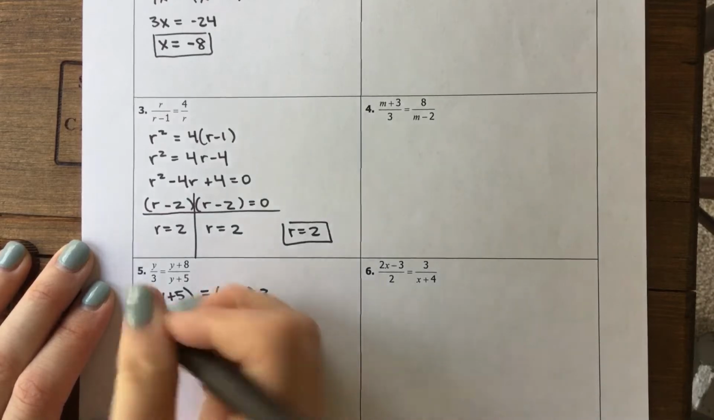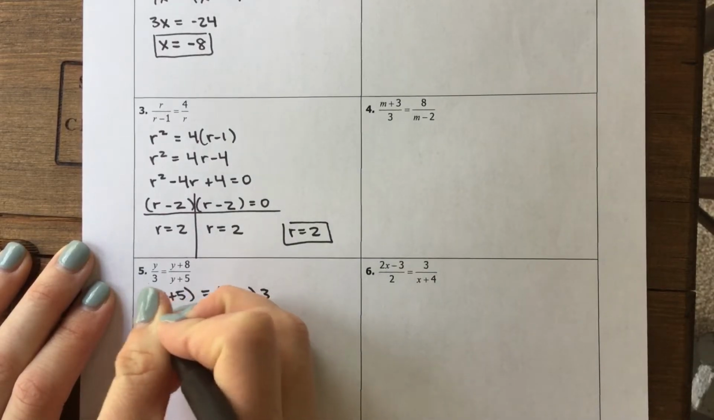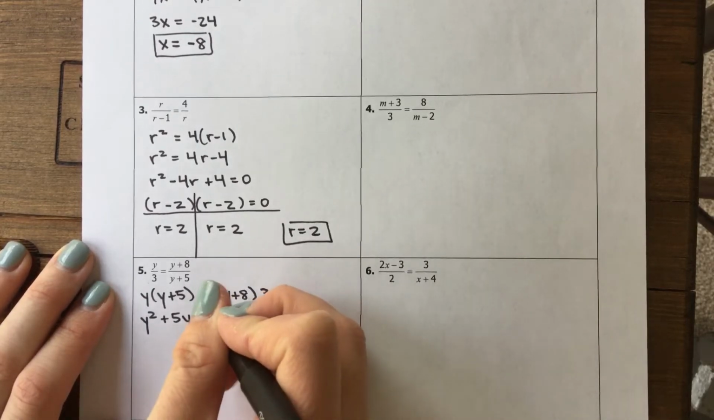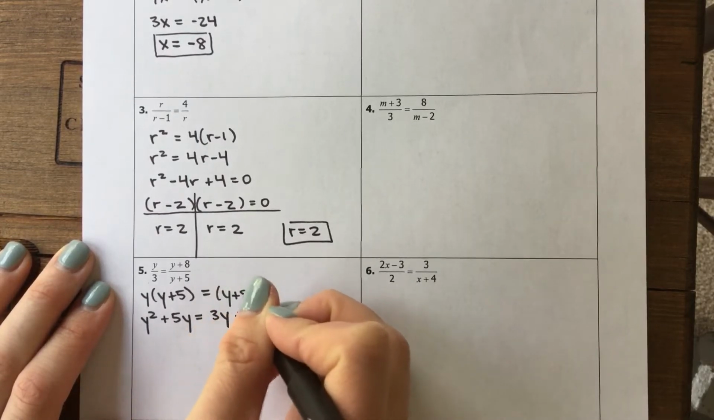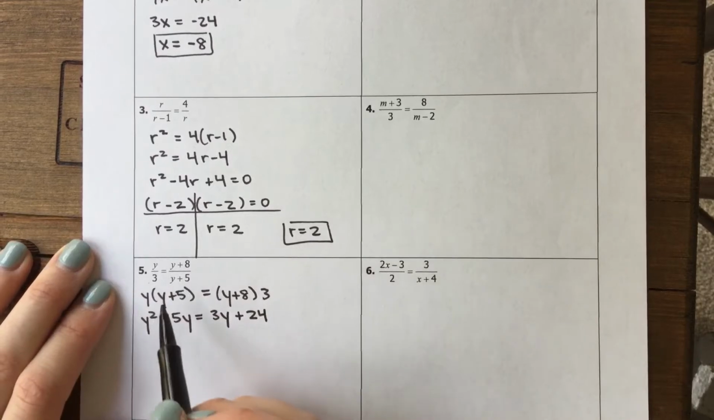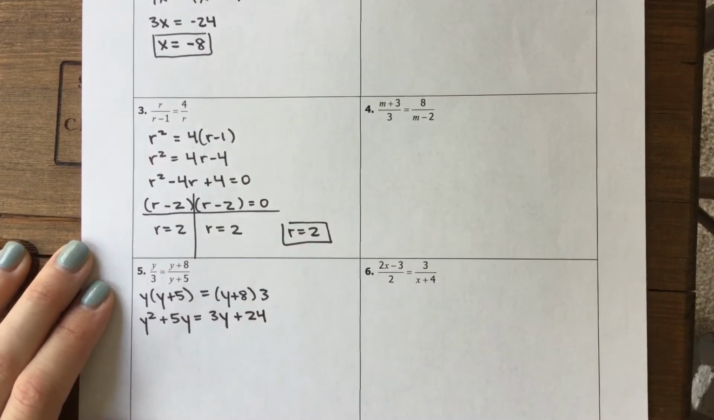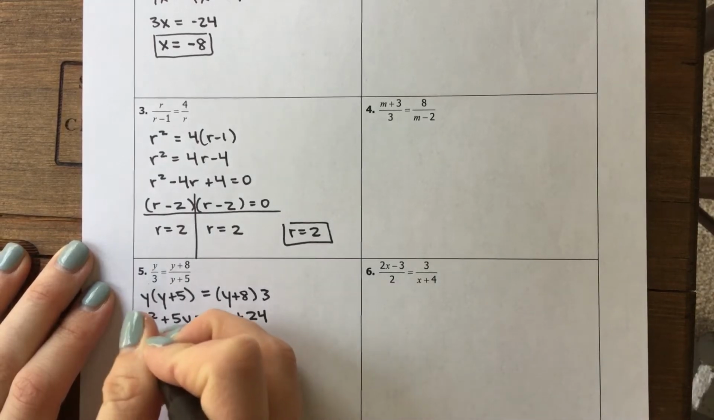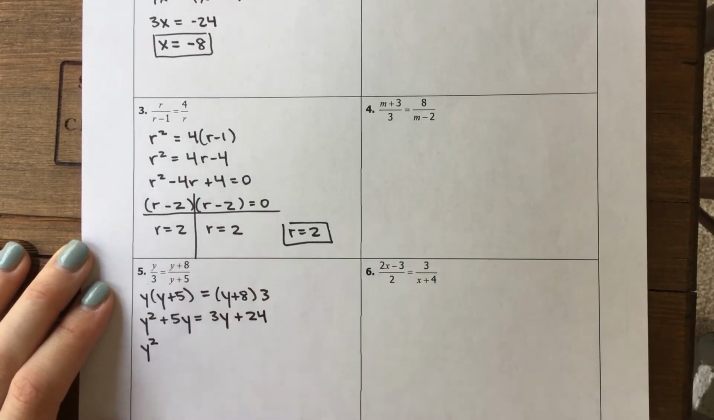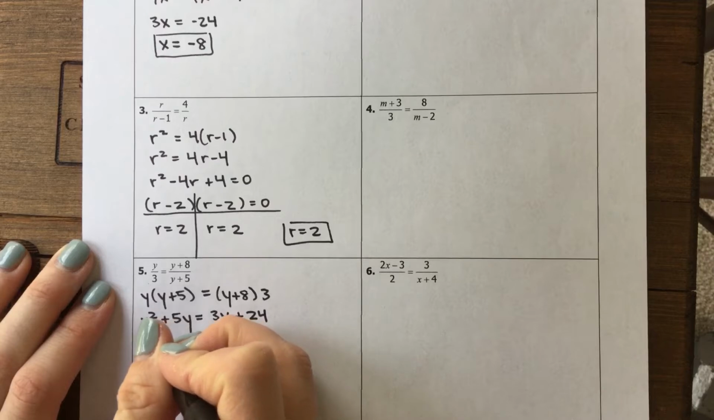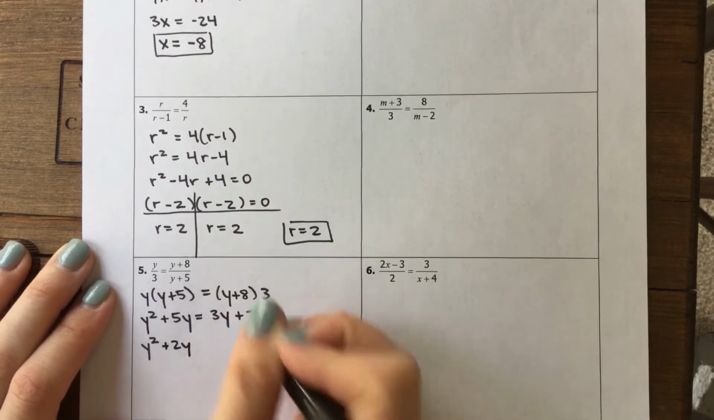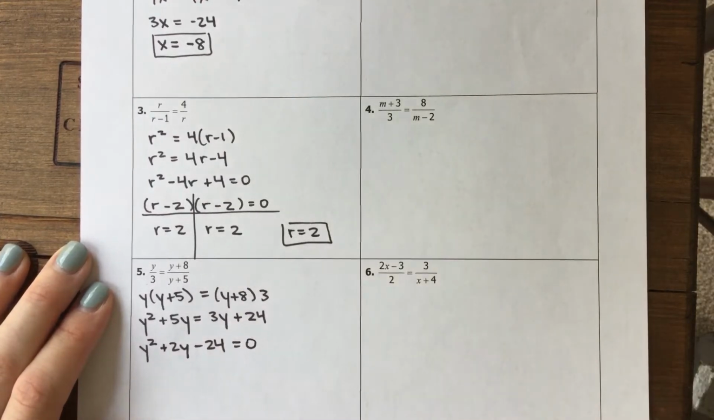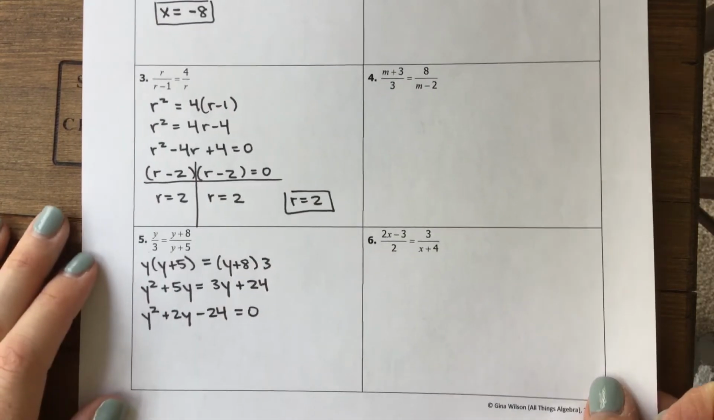So distribute this y to the parentheses. You will get y squared plus 5y equals, and then distribute this 3 to the parentheses. So 3y plus 24. Now, just like number 3, you see a quadratic here, which means you're going to factor, which means I need to move everything over to one side of the equation. So keep the y squared here. Subtract the 3y from both sides, so 5y minus 3y would be 2y, and then subtract the 24. So I get everything on one side of my equation, and then I can work on factoring.